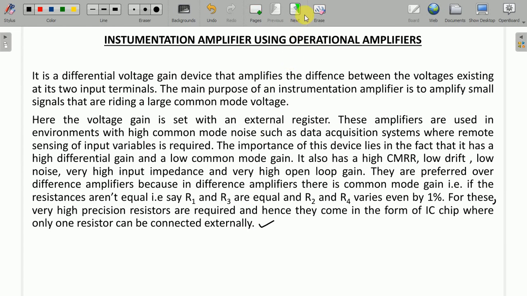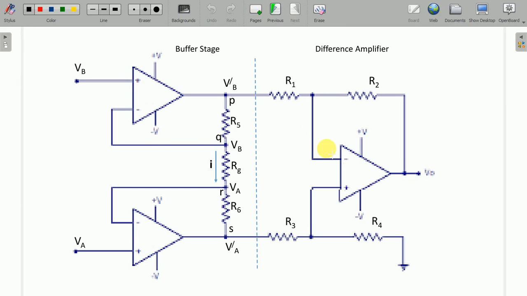So let us see the diagram of the instrumentation amplifier. So this is the diagram of instrumentation amplifier. You can see there are two amplifiers, say 1 and 2 on the left hand side and another, say 3, at the right hand side. Left hand side amplifier stage is called the buffer stage, और उसके बाद वाला जो portion, it is nothing but our difference amplifier. ये circuit तो हम जानते ही हैं, this circuit is nothing but the circuit of a difference amplifier.